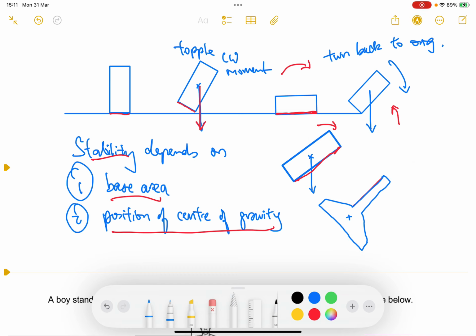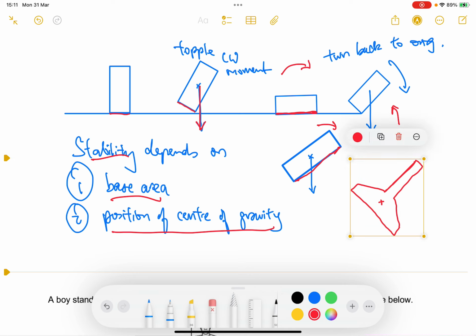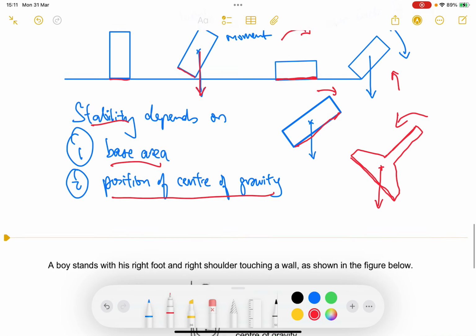If you just tilt it even like 45 degrees, the vertical line through the center of gravity will still be within the base, easily. So it will have anti-clockwise moments causing it to turn back to its original position. So the lower the CG, the more difficult it is for the line of center of gravity to go beyond the base and topple. So the lower the CG, the more stable it is.